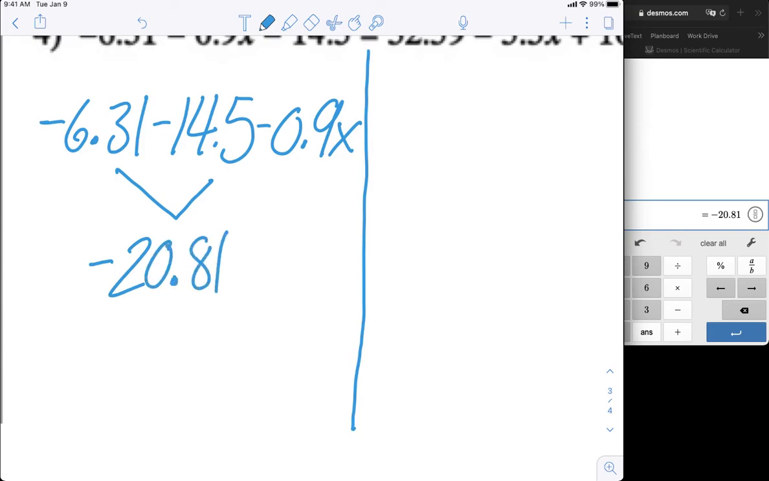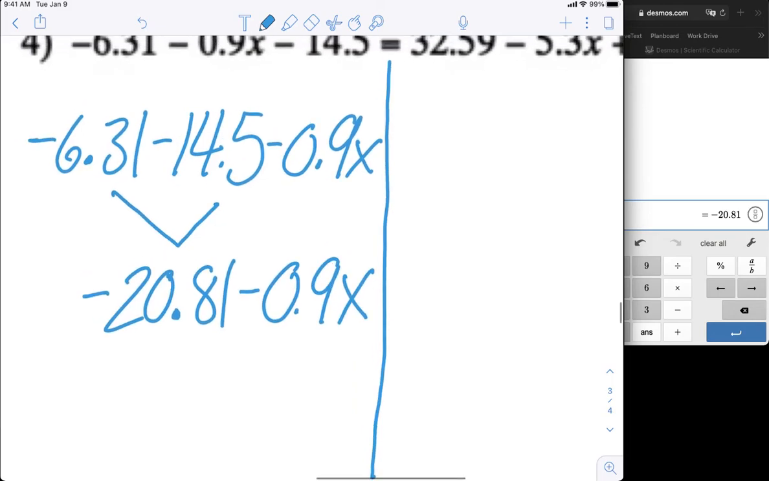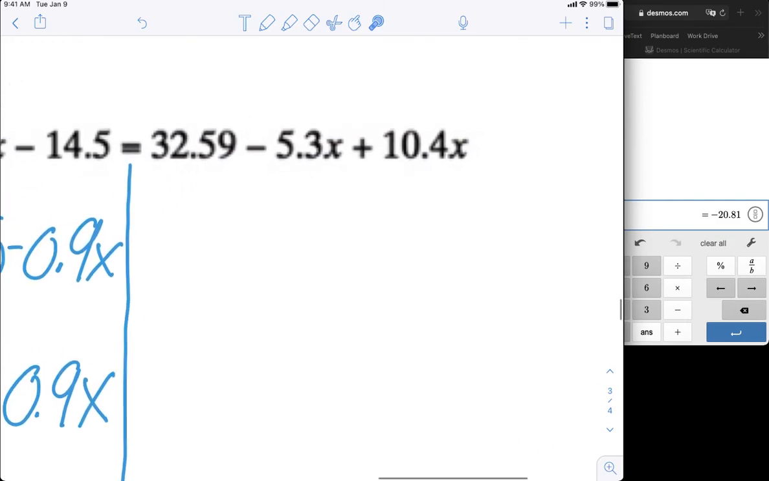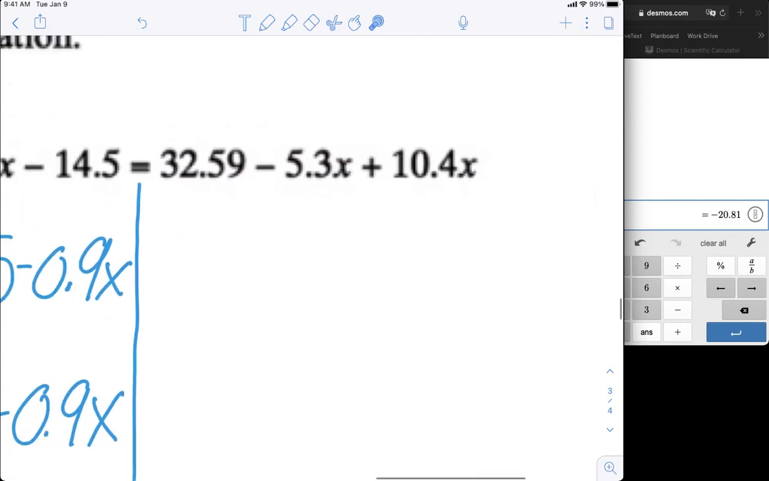20.81. Now I still have my negative 0.9x. There's nothing more I can do on the left side. I'm done. These are not like terms because this one has an x, and this term does not have an x. So let's work on this side now.